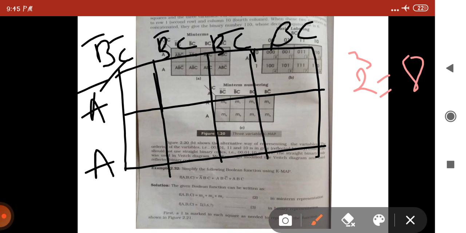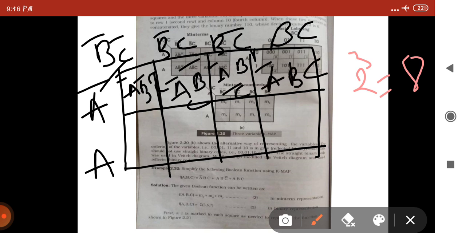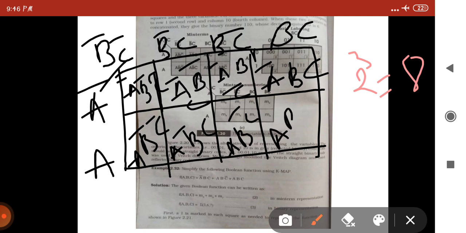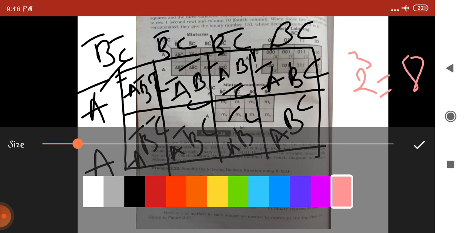This is the cross multiplication. A bar B bar C bar, A bar B bar C, A bar B C bar, last one is A bar B C. Here A B bar C bar, A B bar C, A B C bar, A B C. This is the way to write the truth table of the three variables. I am going to give the designations.